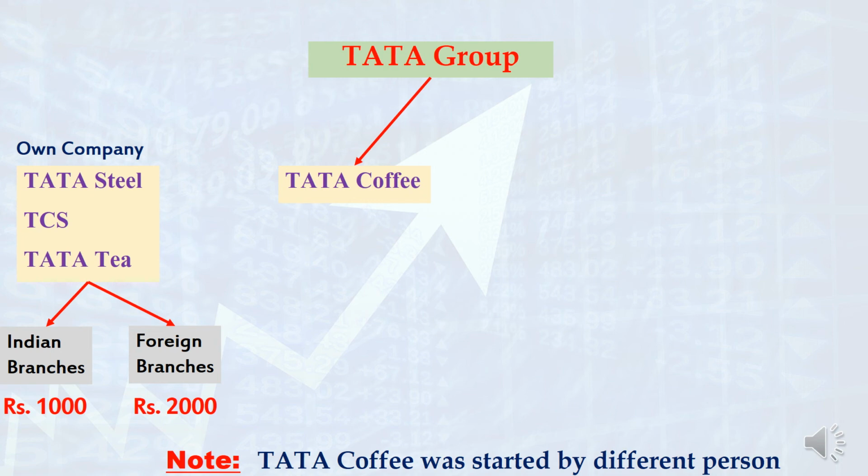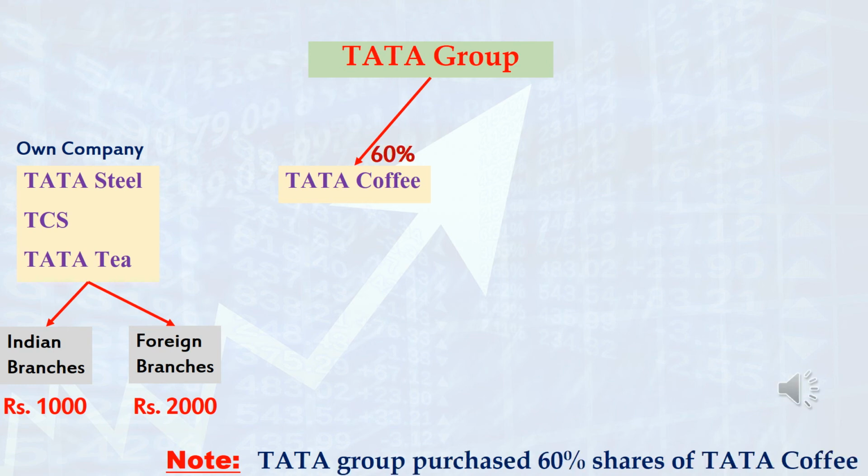Other than the own companies of Tata Group, they have made many investments in other companies also. For example, we can take Tata Coffee. The Tata Coffee company was not initially started under this name, and it was started by some other person. That owner wanted to improve his coffee business and open many branches throughout the world, but he didn't have sufficient funds. By that time, Tata Group came forward to invest in this coffee business.